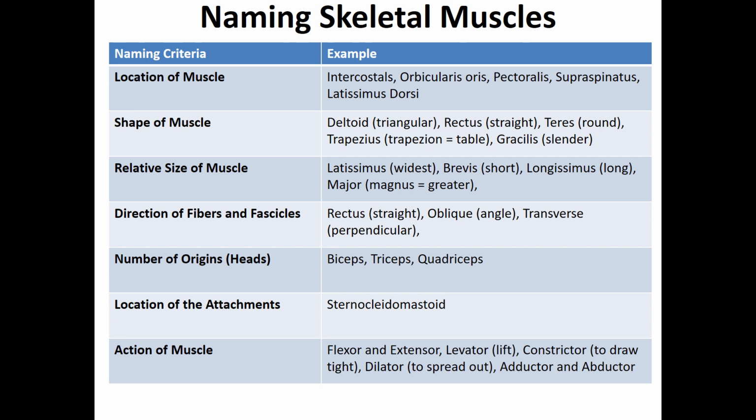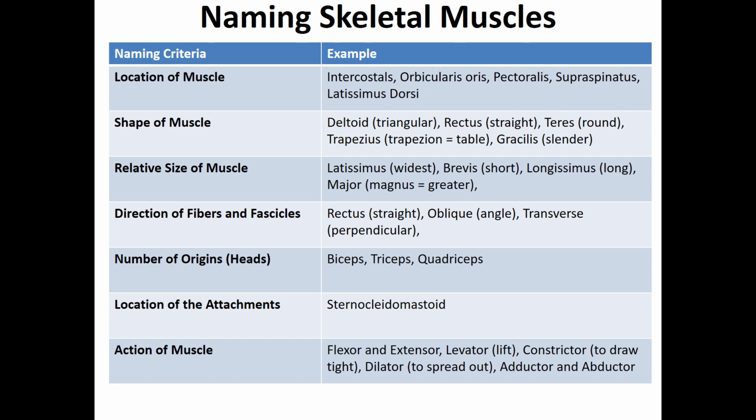The relative size of the muscle plays a role. So latissimus means wide, brevis means short, longissimus means long, major means great, minor means lesser. The direction of the fibers and the fascicles making up the muscle: if they all run straight, it's a rectus muscle. Oblique means they run at an angle, and transverse means they run perpendicular. The number of heads oftentimes is associated with the names. Biceps means 2, triceps means 3, quadriceps means 4.